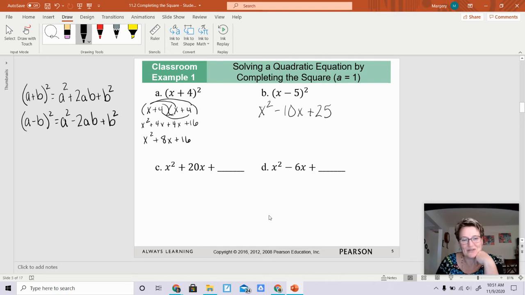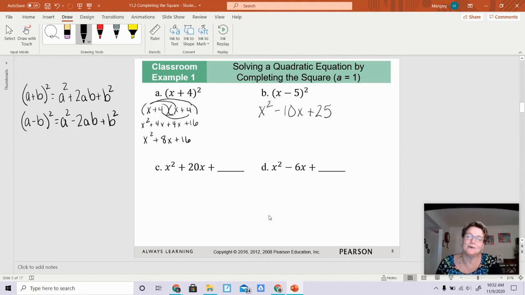So, if you learn these formulas, all you have to do is just do the math in your head instead of writing it all down. So this turns out to be a perfect square trinomial because you can square root the first term, you can square root the last term, and when you multiply them together and you times it by 2, it gives you the middle term.